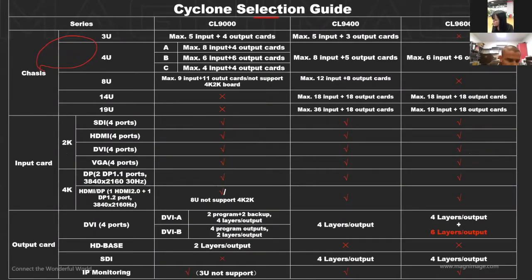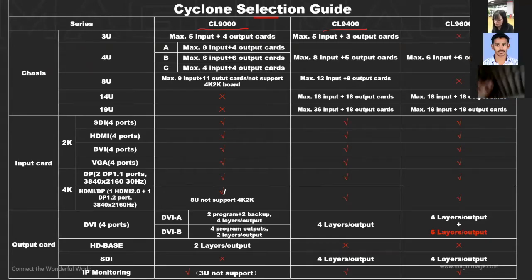Here, I made a signal selection guide for you. CL9000, CL9400, CL9600. For CL9000, we have 3U, 4U, 8U. CL9400 has 3U, 4U, 8U, 40U, 90U. But for CL9600, we only have 4U, 40U, and 90U. For the input sources, most of them are the same, but the 8U of CL9000 does not support 4K.